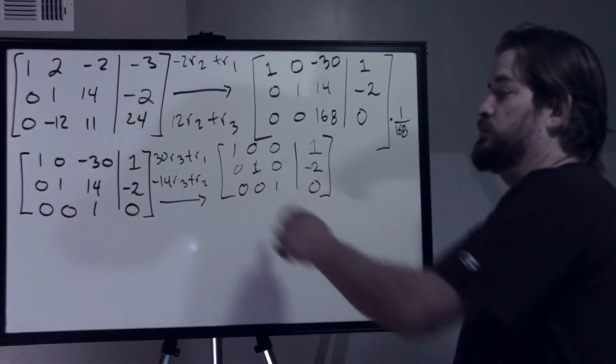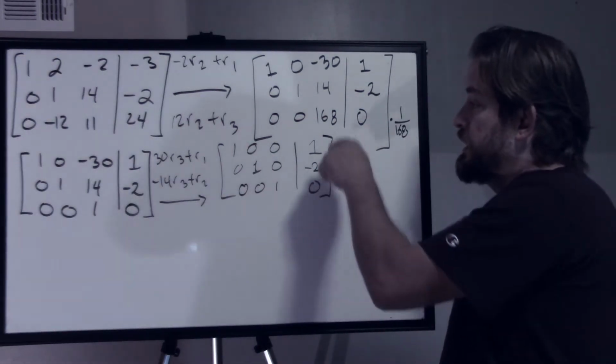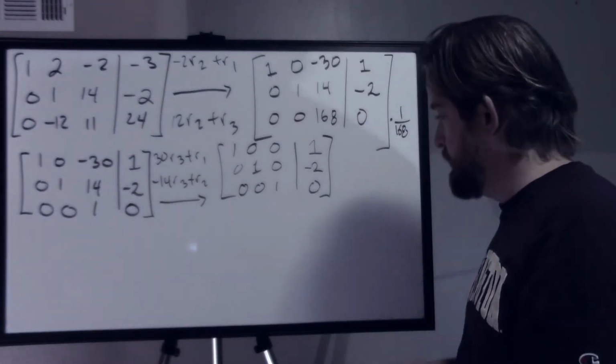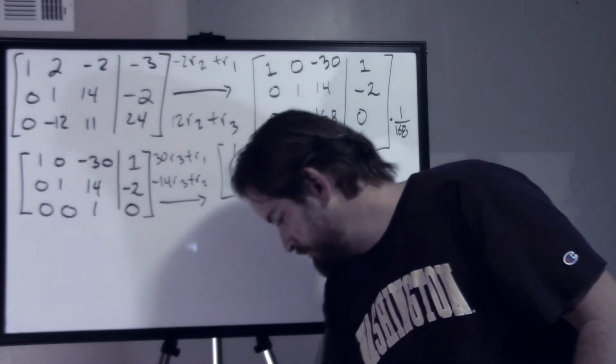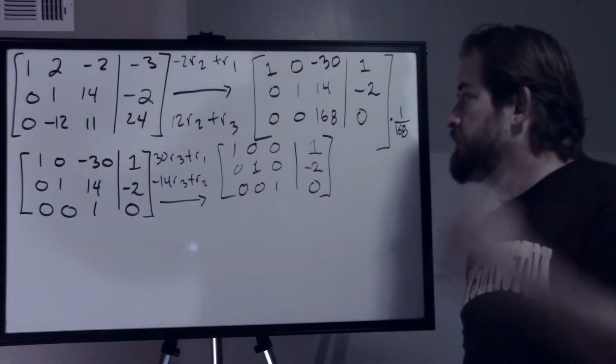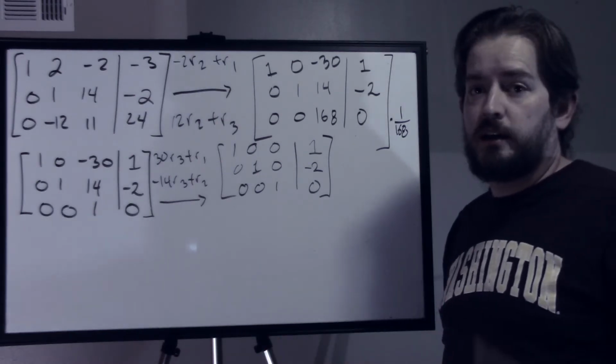And I have my solution once I have that diagonal of 1s. X is 1, y is negative 2, and z is 0. Is that the only way to do it? No, certainly not. But I did it, so it's the best, right?